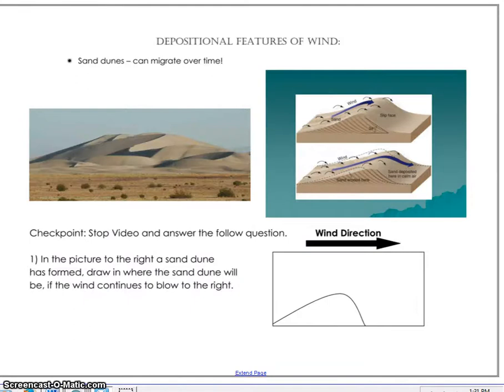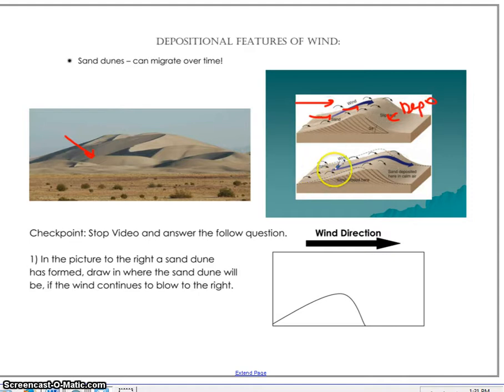The biggest depositional feature of wind is sand dunes, and that is something that many of us have probably heard of. Here is a great photo of a sand dune, where large amounts of sand, silt, and clay have been deposited over time. And over here you can see what happens as the wind's moving. Wind is blowing in this direction, it's picking up material from here and picking up from here and depositing over here. So over here is where you get the deposition.